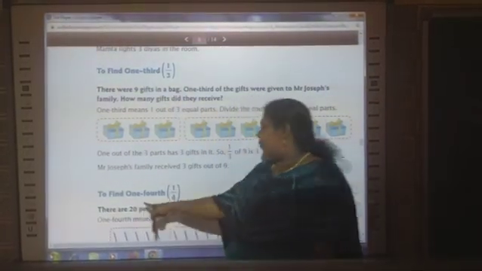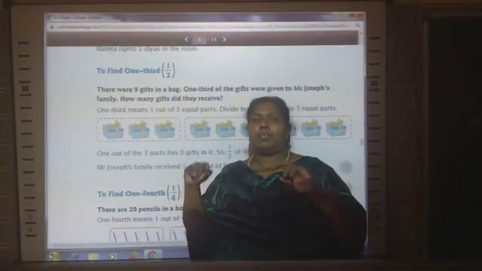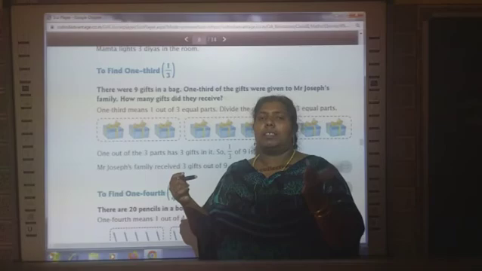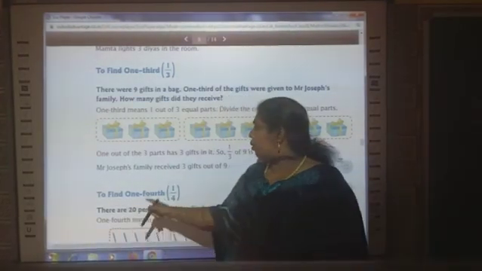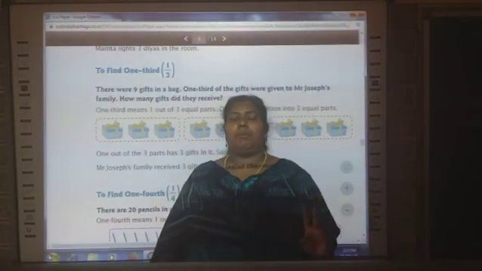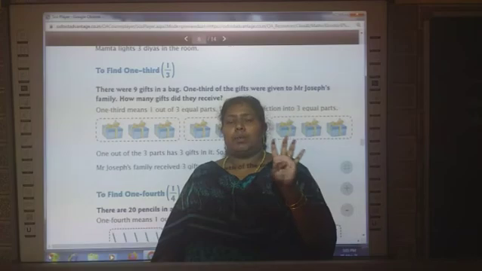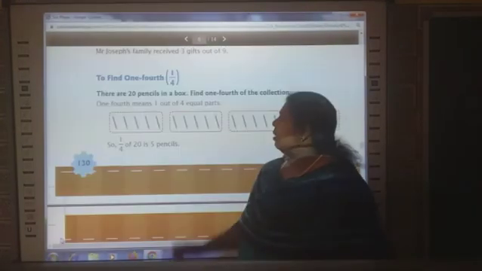Understand? Then find 1/4. 1/4 means what? Half means we have to divide it into 2 parts, right? Then 1/3 means we have to divide it into 3 parts. Then to find 1/4, 1/4 means how much will it come? 1 divided by 4. That is 4 parts. We have to divide it into how many parts? 4 parts. Understand? See the example.